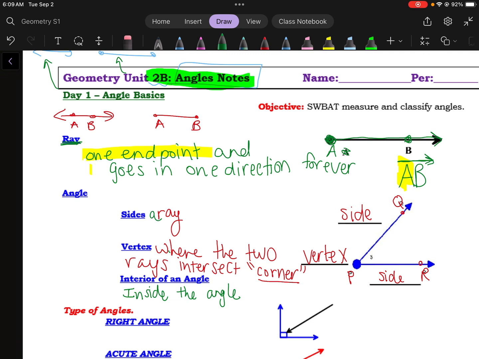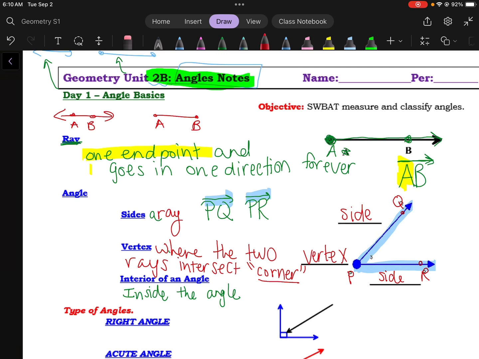Okay, so how would I write the ray? I'm going to start with the letter P and then Q, and then I would put the arrow above it. So let's do the other one. P to Q with the arrow over the Q, and then P to R with the arrow over the R. So again, your endpoint will be your first letter, and then the second letter will be another point on that ray.